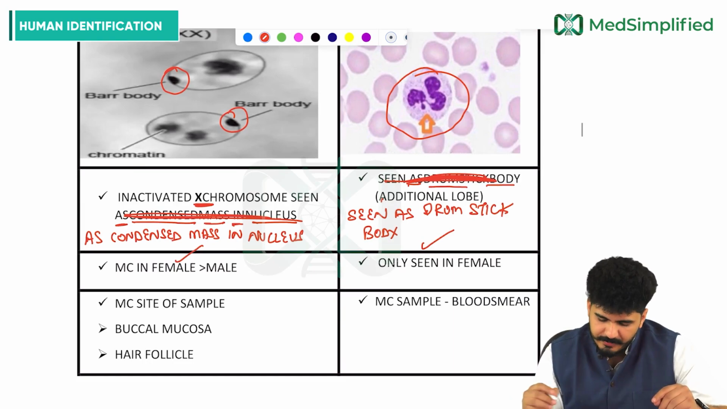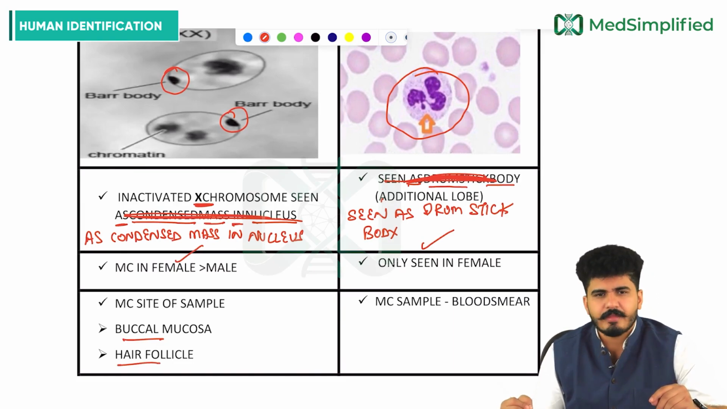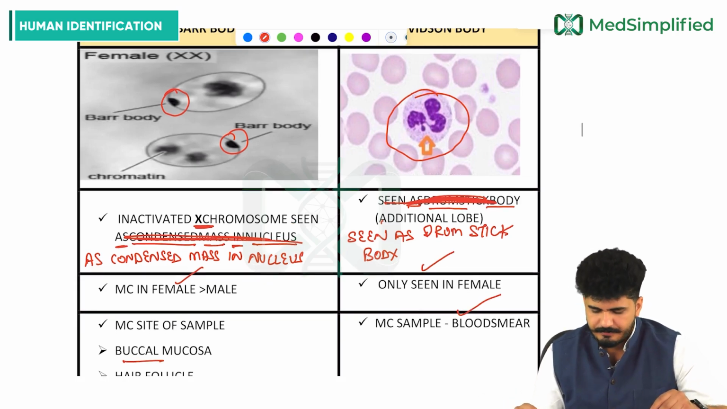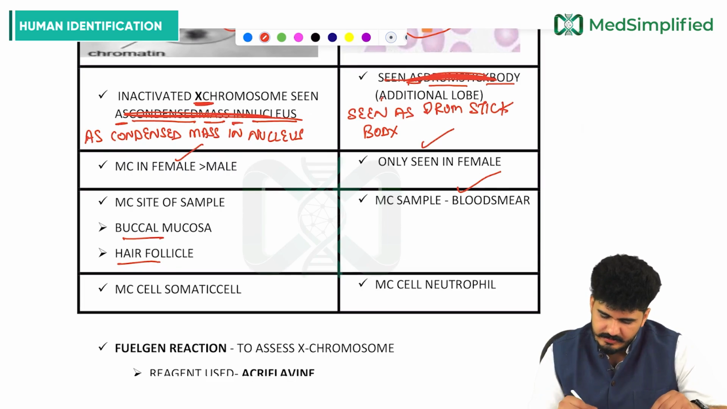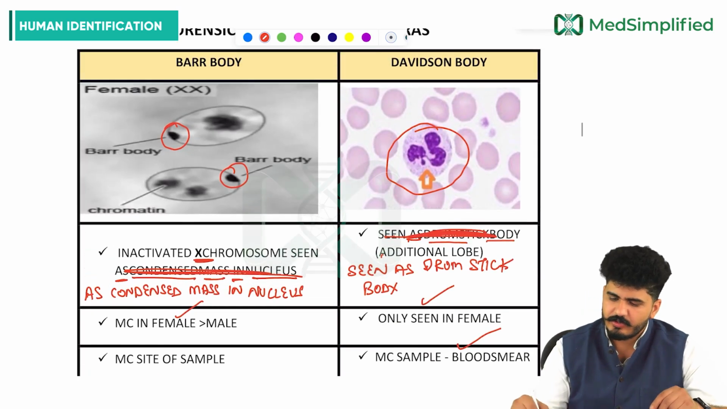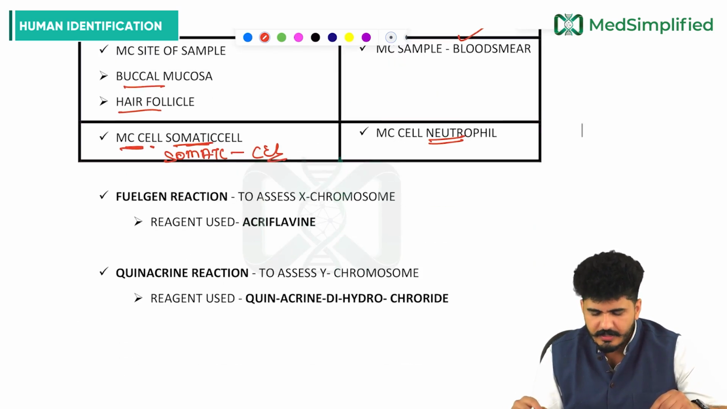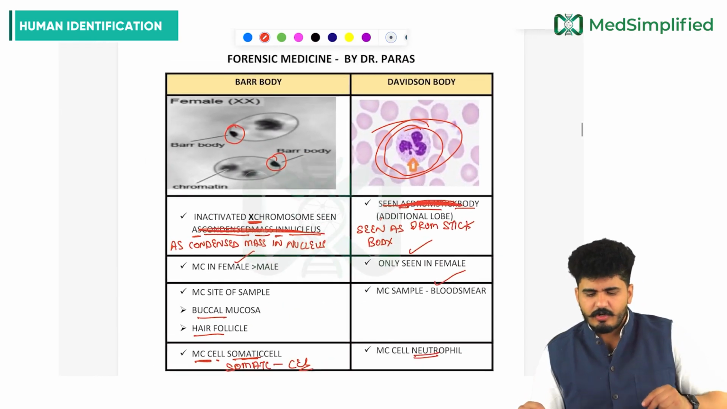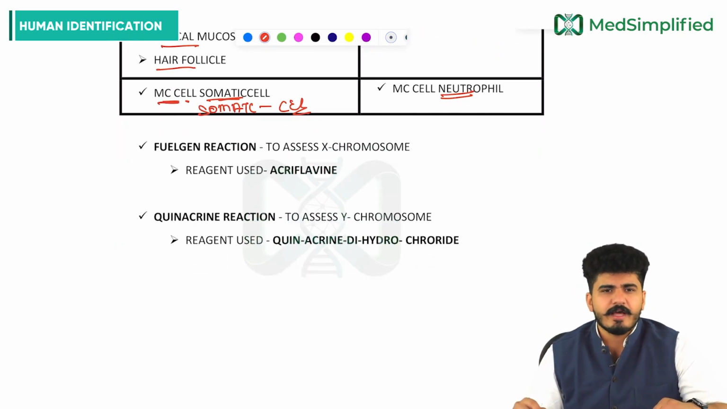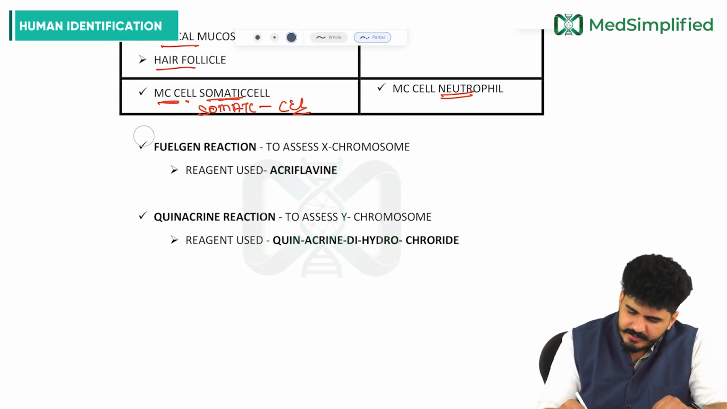The most common site of sample for the Barr body is buccal mucosa and hair follicle. For the Davidson body, we take a blood smear. The most common cell for the Barr body is the somatic cell, and for the Davidson body, the most common cell is the neutrophil. Extra lobes are present in the neutrophils. So this is the basic difference between the Barr body and the Davidson body, my dear friends.